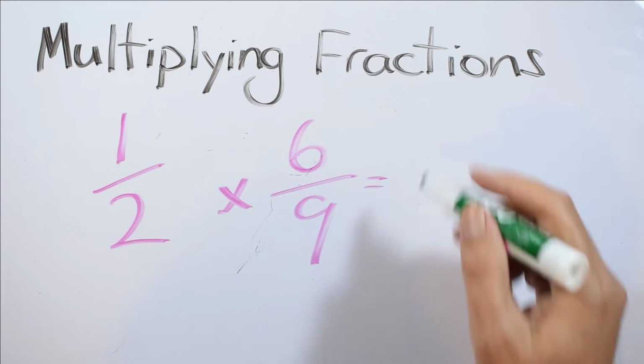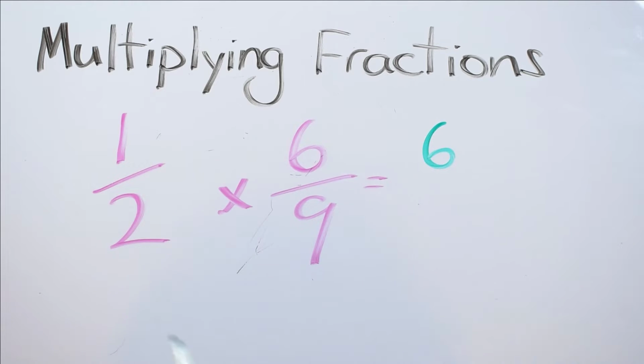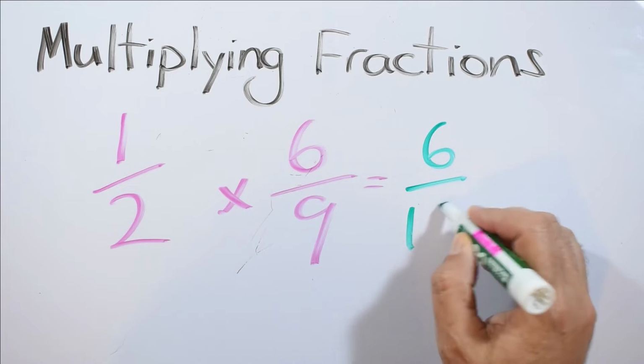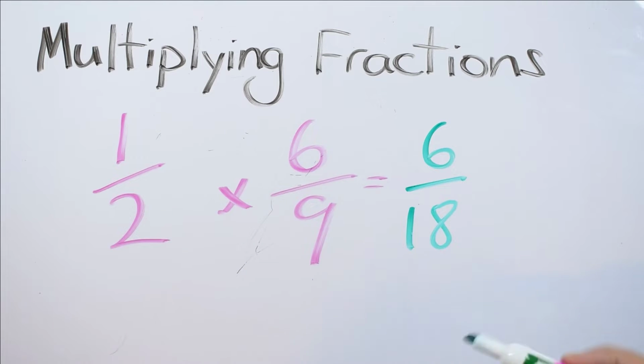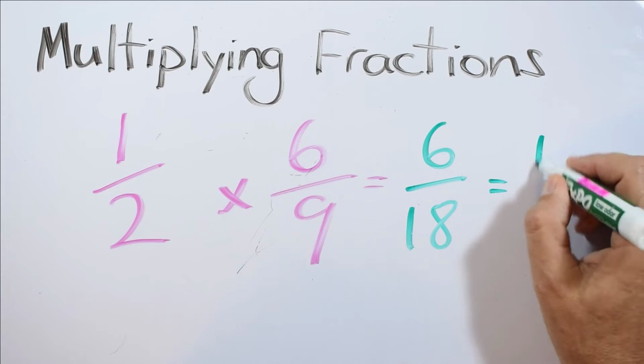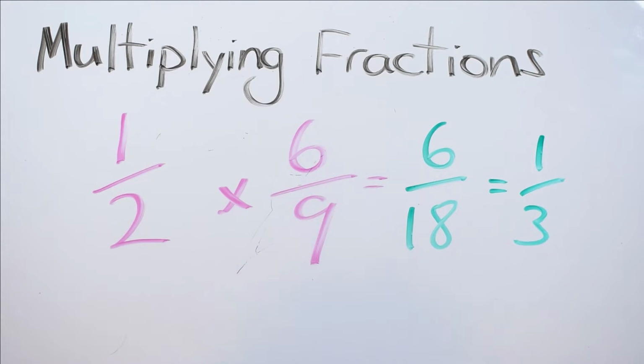If I go 1 times 6, that's 6, 2 times 9 equals 18. And I can divide both of those numbers by 6 to get the simplified version, which of course would be 1/3. So what's really happening here with our multiplying fractions? Well, we're saying 6/9 of a half is the same as a third. Where did I get that from?